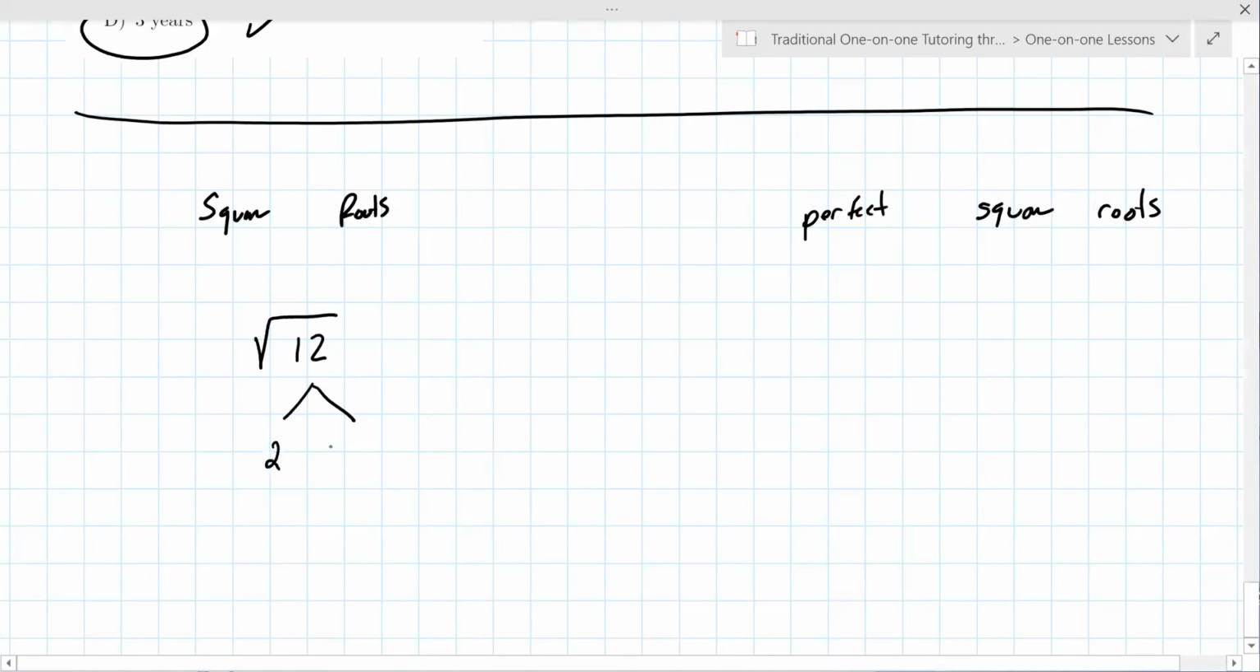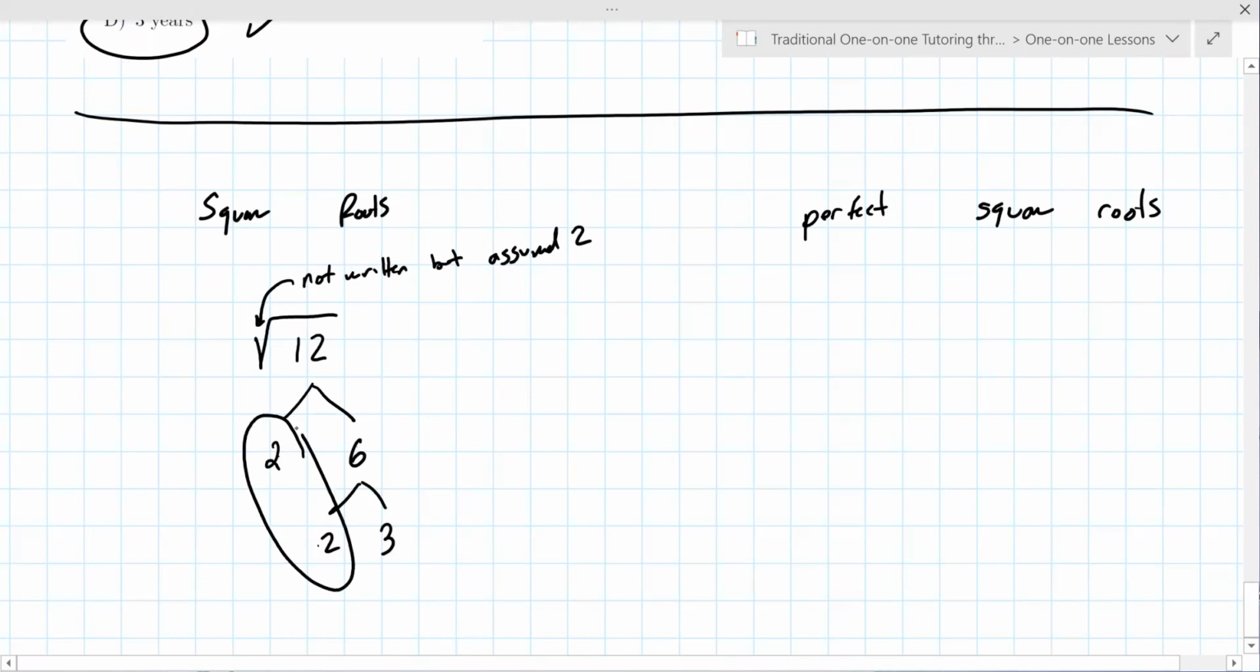So if 2 goes here, what number goes here to the right? 6. And then we try 2 again, what number goes here? 3. So notice these are all prime numbers. Now, what is not written but assumed is that there's a 2 there. So now we're looking for pairs. Do you see that? Yeah.